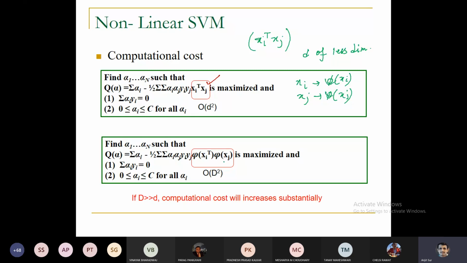The dimensionality that was d previously is now a larger D. If D is greater than d, then the problem is that increasing D increases the computational cost substantially. So it is computationally infeasible. That is one of the major challenges of this sort of solution. Increasing the dimensionality is a solution, but it increases the computational cost exponentially. Understand? Mainly if D is much greater than small d.